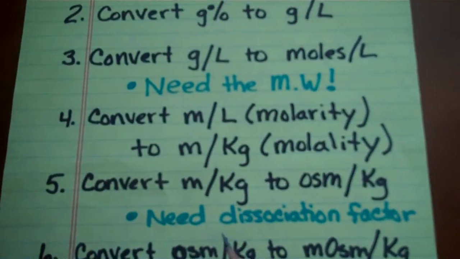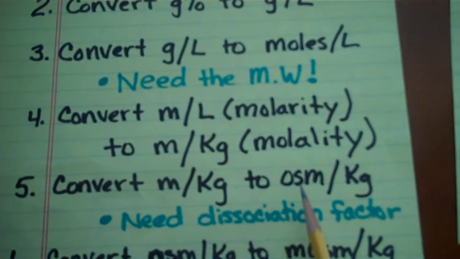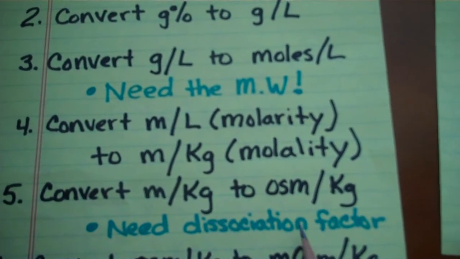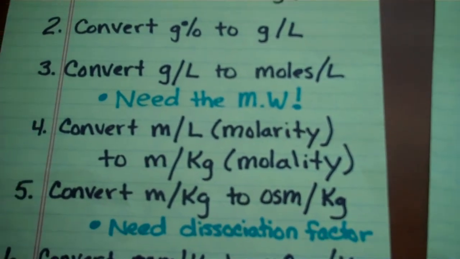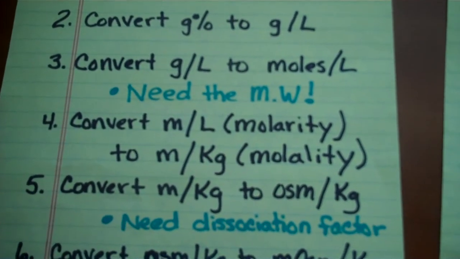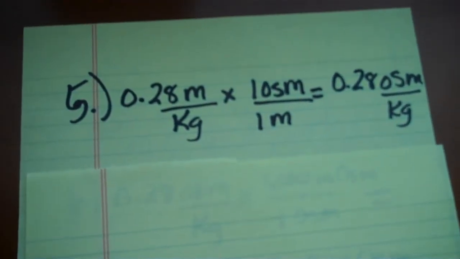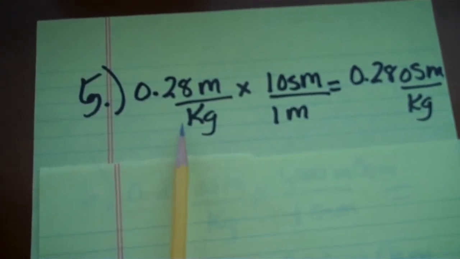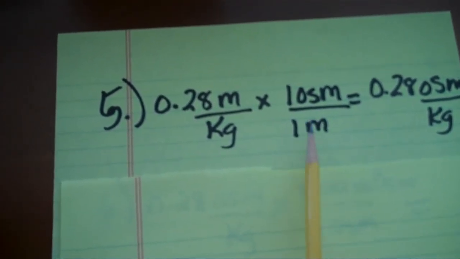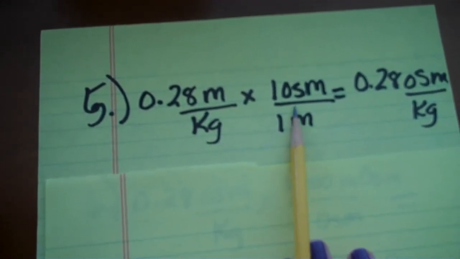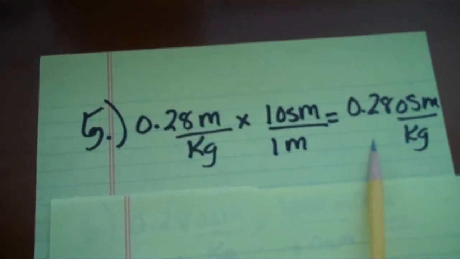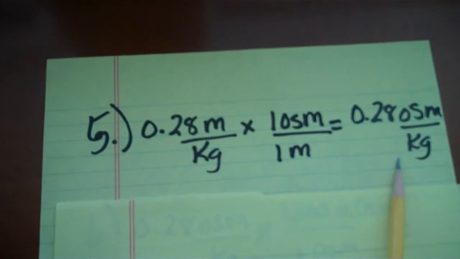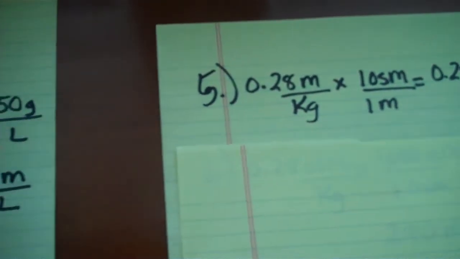In step 5, we need to now convert the molality to osmolality. We need the dissociation factor for glucose to do this. Well, glucose does not break into 24 individual atoms. It does dissolve in water, but it does not dissociate. So we take our 0.28 moles per kilogram. We recognize that glucose will stay as one molecule, so we have 1 osmole for every mole of glucose, and that gives us 0.28 osmole for every kilogram of solvent.